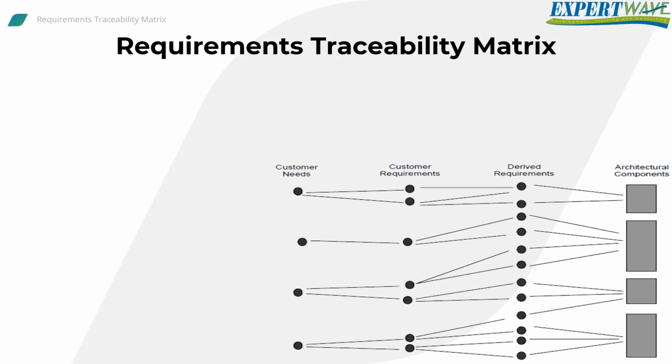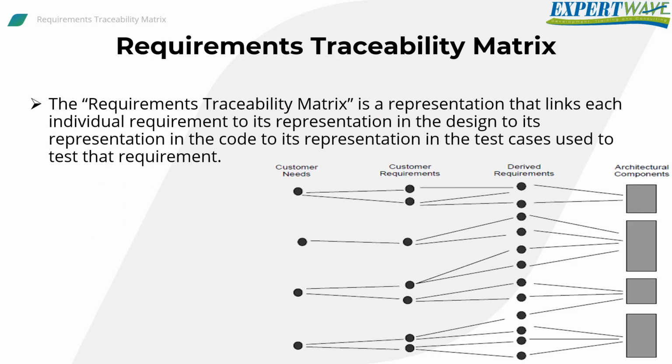So what is the Requirements Traceability Matrix anyways? The Requirements Traceability Matrix is a representation that links each individual requirement to its representation in the design, to its representation in the code, to its representation in the test cases used to test that requirement.